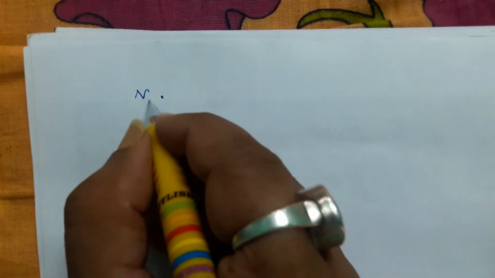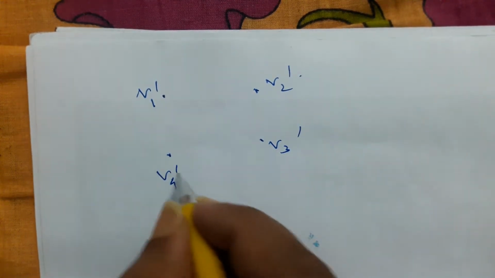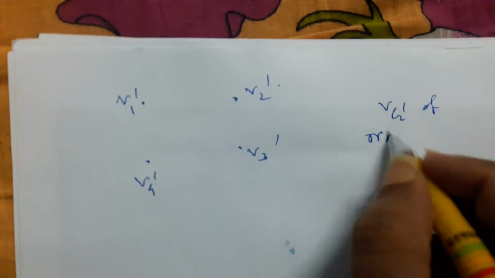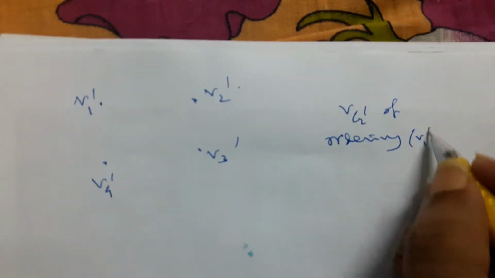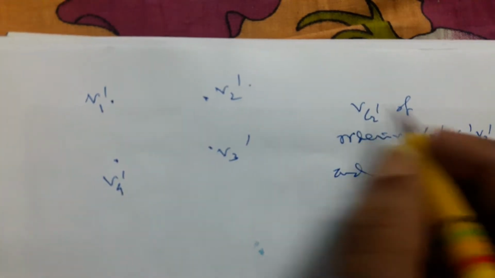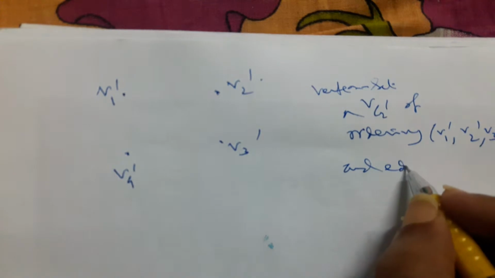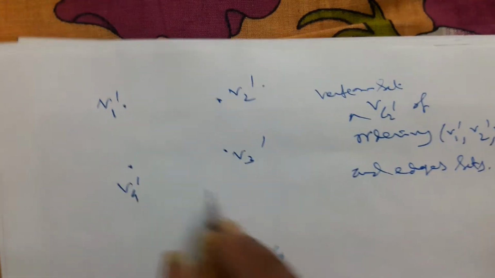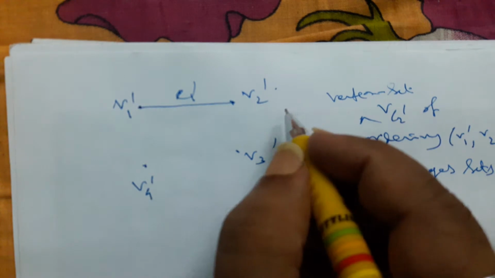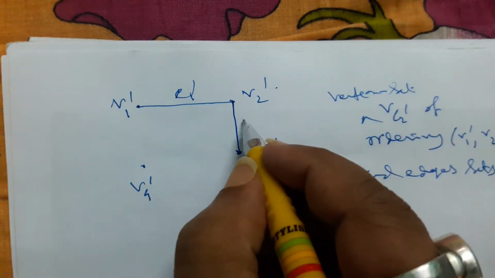Take v1', v2', v3', v4', and we construct V(G') with the ordering v1', v2', v3' and v4', which is called the vertex set. For the edge set, v1' and v2' are incident with e1', and v2' and v3' are incident with e2'.